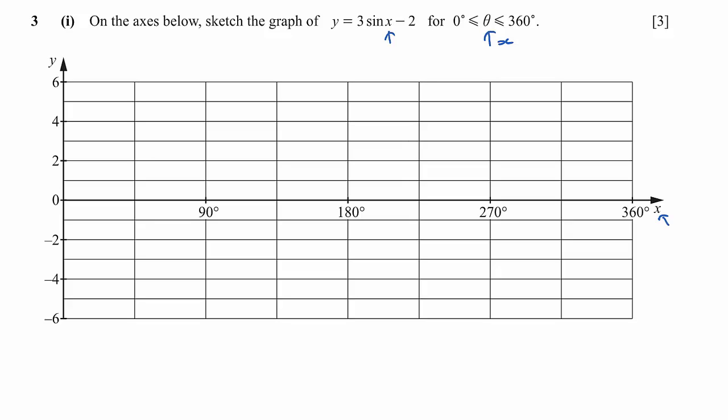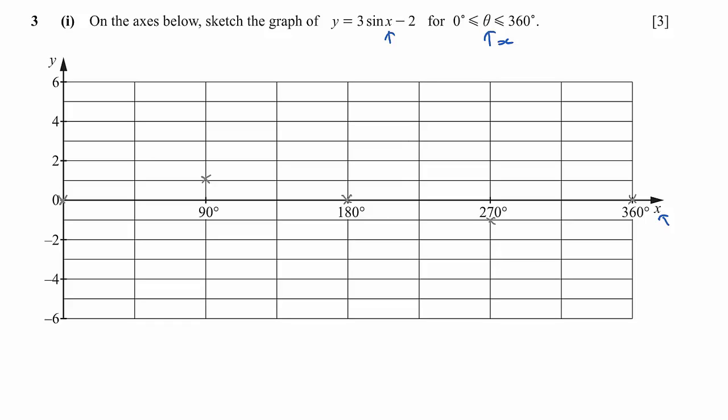Okay, so I'm going to start by just, as a guide, sketching on here sine x. Now you've got your calculator, but you should know these standard values. The sine of 0 is 0, and then the sine of 90 is 1, and the sine of 180 is 0, and the sine of 270 is negative 1, and the sine of 360 is 0. So that's one complete wave, and that's just a standard sine.